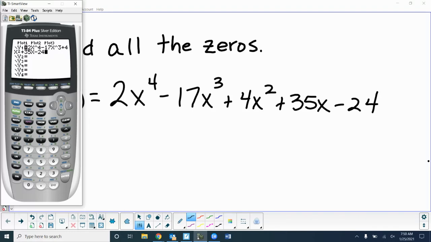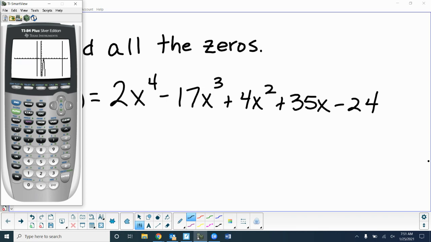Okay, so we hit graph, or I have to hit enter first, sorry. Hit graph, and then I'm watching where it hits the x-axis. So it went straight through, bounced off, went straight through. Okay? So when we see it bounce off, what are we thinking? It works twice, right? At least. It has multiplicity if it bounces off. It has even multiplicity. So we're thinking it works twice.